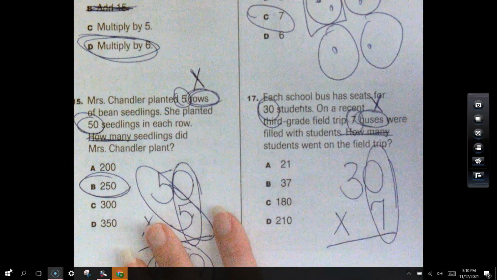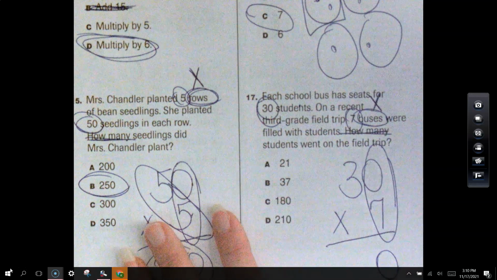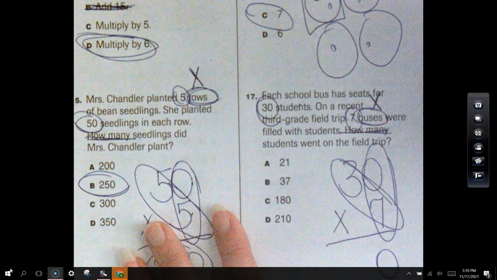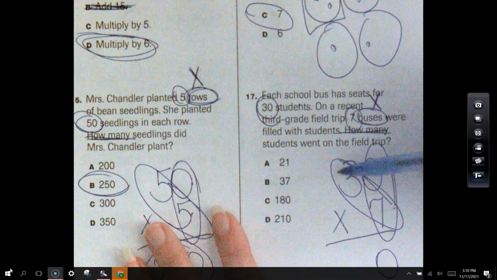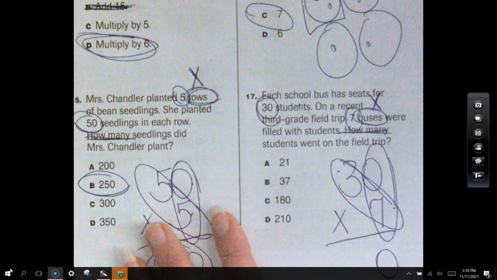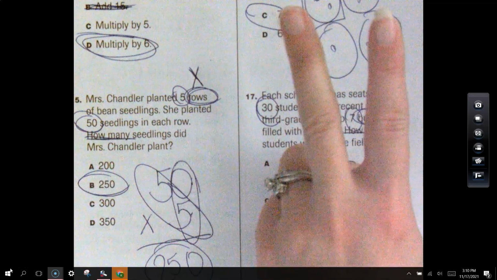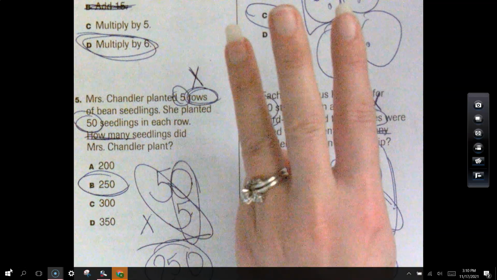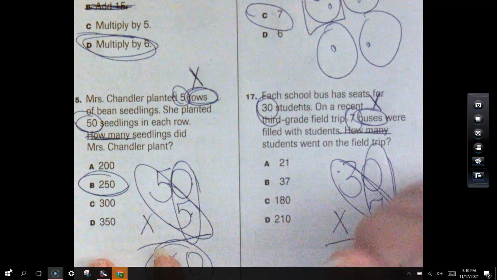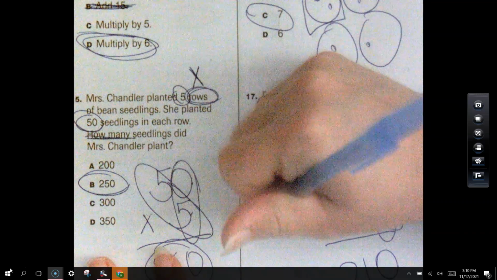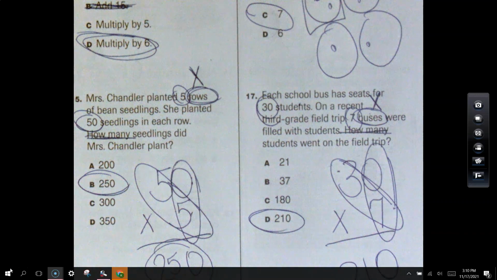0 times 7 is 0. 3 times 7. I can count by 7s 3 times. Here we go. 7, 14, 21. So we got 21. 210. The correct answer is D.